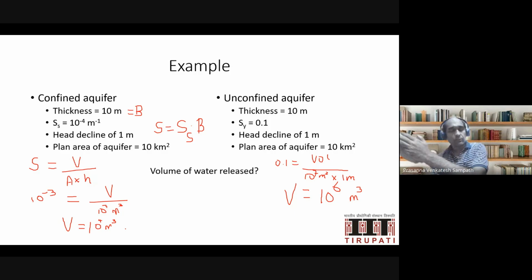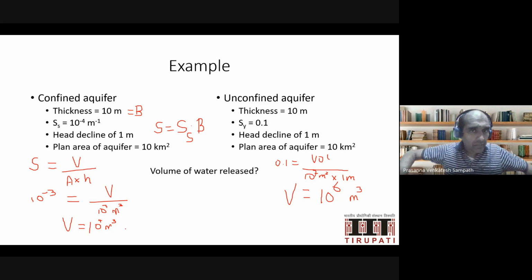So everything else being identical, only difference being the storage coefficient, you get 100 times more water from an unconfined aquifer as compared to a confined aquifer for the same head decline and the same plan area of the aquifer, right? So that indicates to you how different the behavior of a confined aquifer is from an unconfined aquifer. So that's something that you have to keep in mind when you look at this phenomenon. Okay. All right. Let's move on. Any questions before we move on?